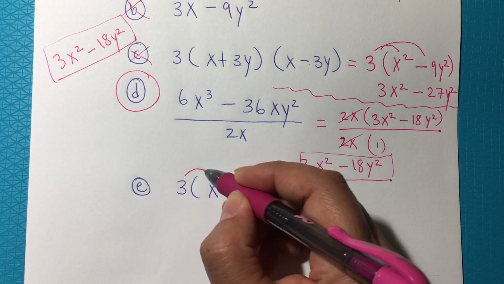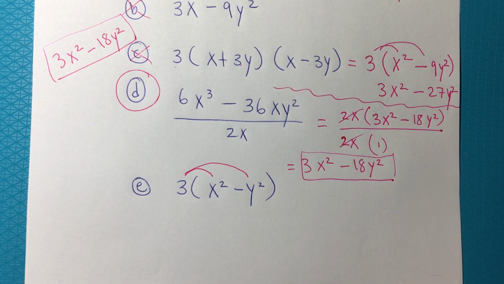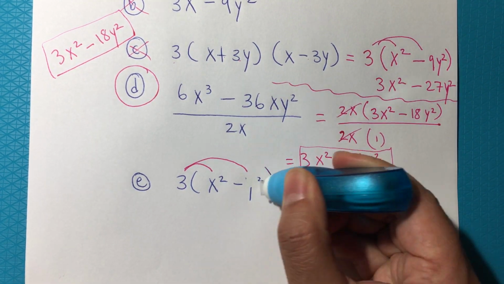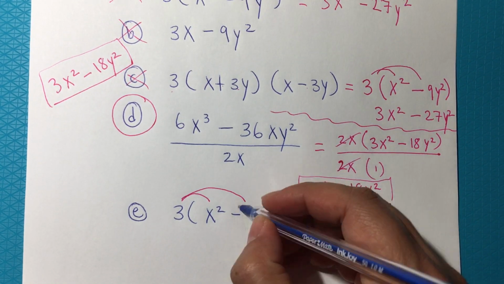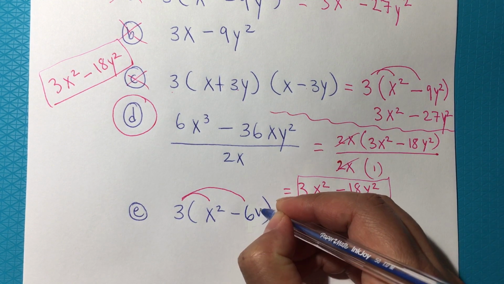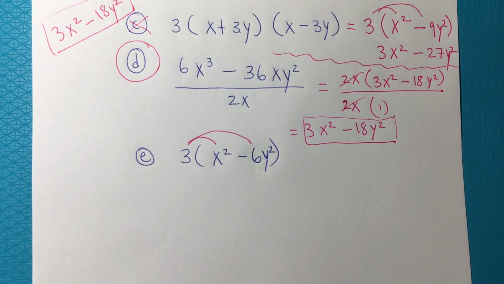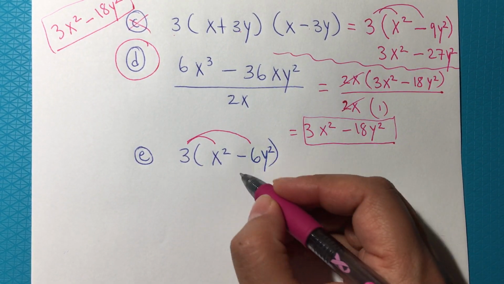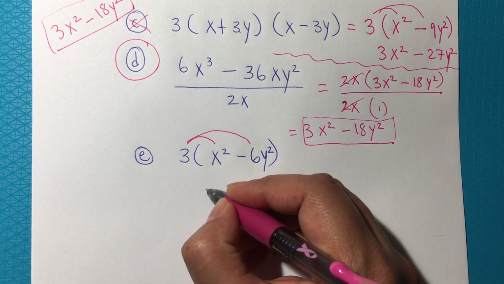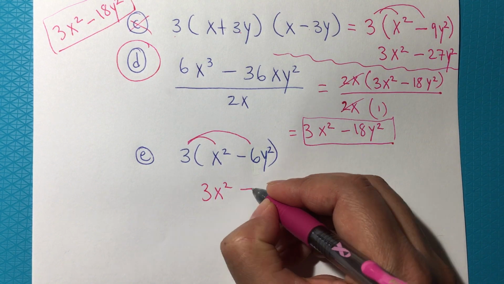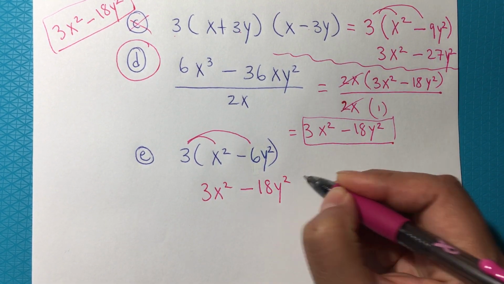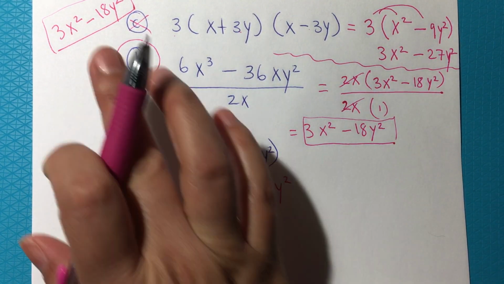For the last one, we're going to use distributive property. And you know what? In your assignments, you will have more than one answer. So let me change it so that you have another answer. Okay, so you use distributive property. 3 times x squared is 3x squared. 3 times negative 6y squared is negative 18y squared.